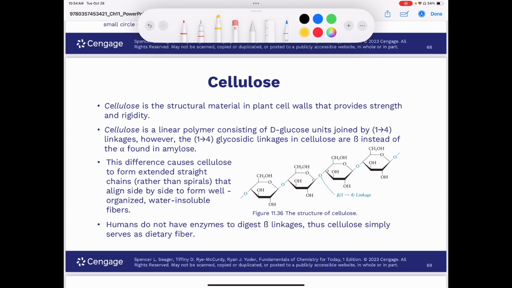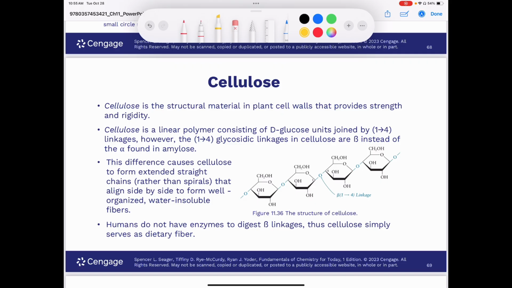Cellulose is the most important structural polysaccharide. It's the material in plant cell walls that provides strength and rigidity. Wood is about 50% cellulose. Like amylose, cellulose is a linear polymer consisting of D-glucose units joined by 1,4 linkages. It may contain 300 to 3,000 glucose units in one molecule.